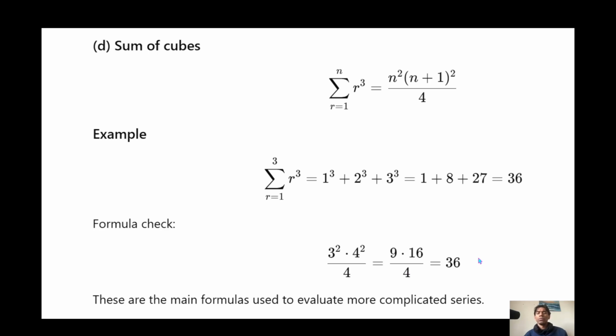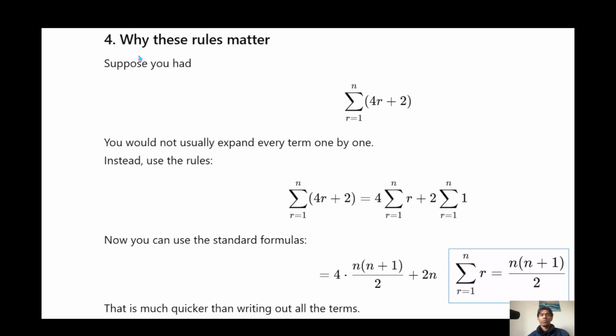These are the main formulas used to evaluate more complicated series. Why do these rules matter? Suppose you had the sum of r equals 1 to n of (4r plus 2). You would not usually expand every term one by one. Instead, use the rules. The sum of r equals 1 to n of (4r plus 2) is equal to 4 multiplied by the sum of r equals 1 to n of r, plus 2 multiplied by the sum of r equals 1 to n of 1. Now you can use the standard formulas, which is equal to 4 multiplied by n(n plus 1) divided by 2, plus 2n. So we're using this formula. This is much quicker than writing out all the terms.